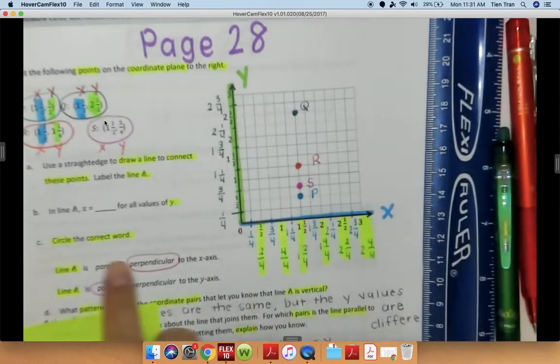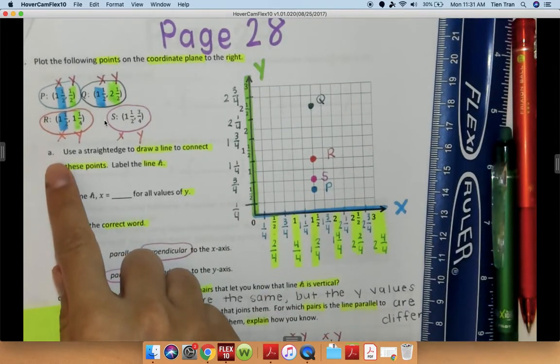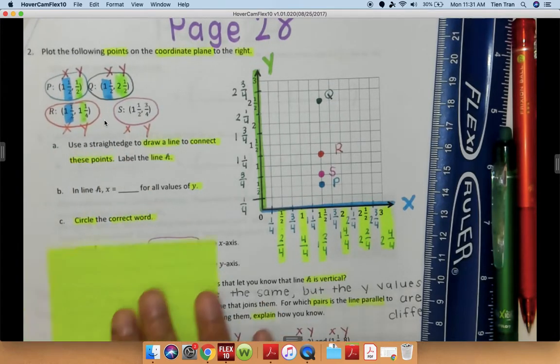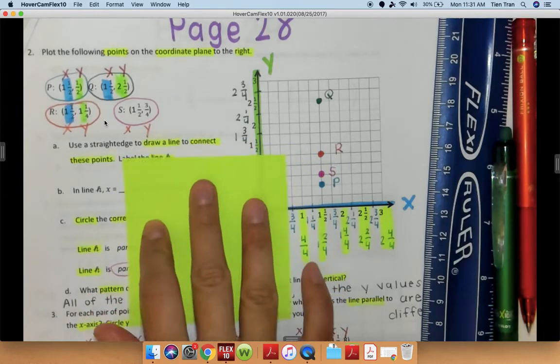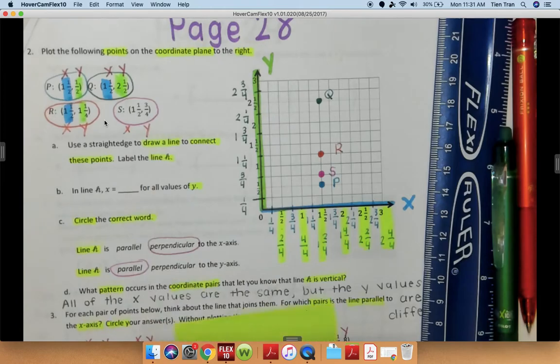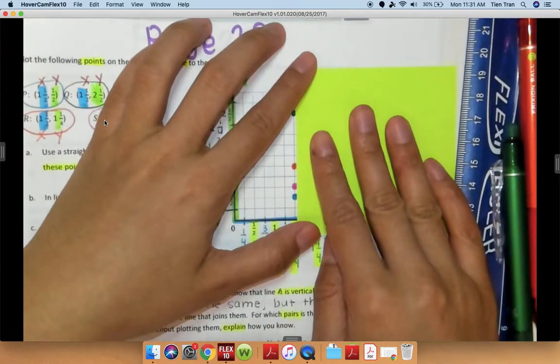Okay. Now, I'm going to solve problem 2, or problem A. Use a straight edge. It's just any paper you have that you can use straight, or a ruler if you want, to draw a line to connect these points. Label the line H. So I'm going to connect all of these points together.